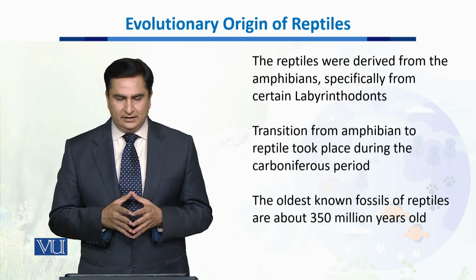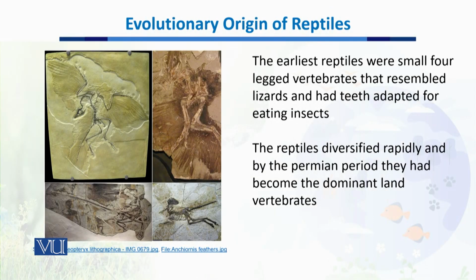350 million years old. When we talk about the earliest reptiles, they were very small in size, and normally they were four-legged vertebrates, resembling lizards, and they had teeth adapted for eating insects. If you have watched any dinosaur-related movies, you could visualize that they were very interesting characters, and they diversified so rapidly in the Permian period that they became the most dominant land vertebrates of that time.